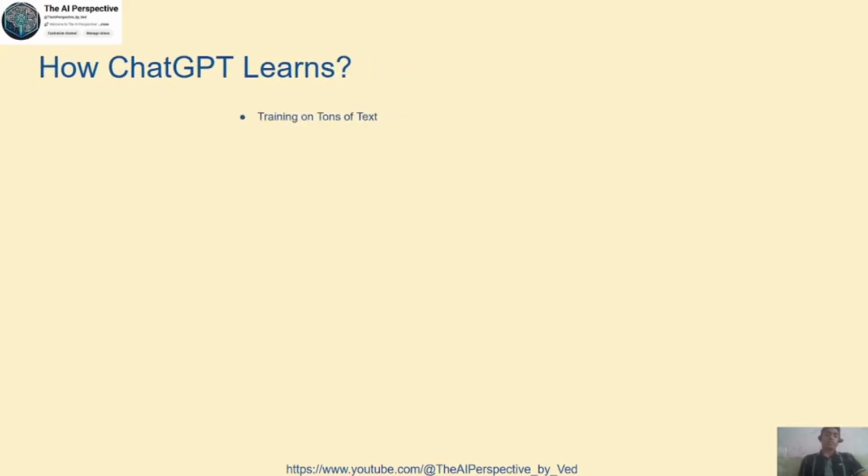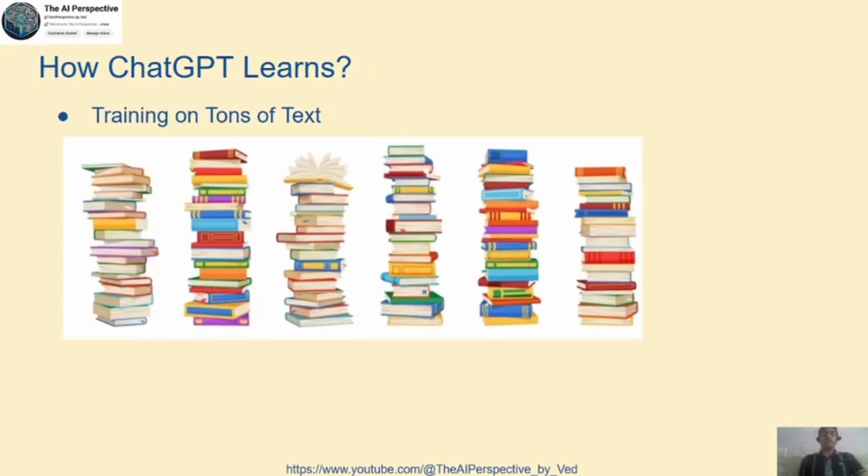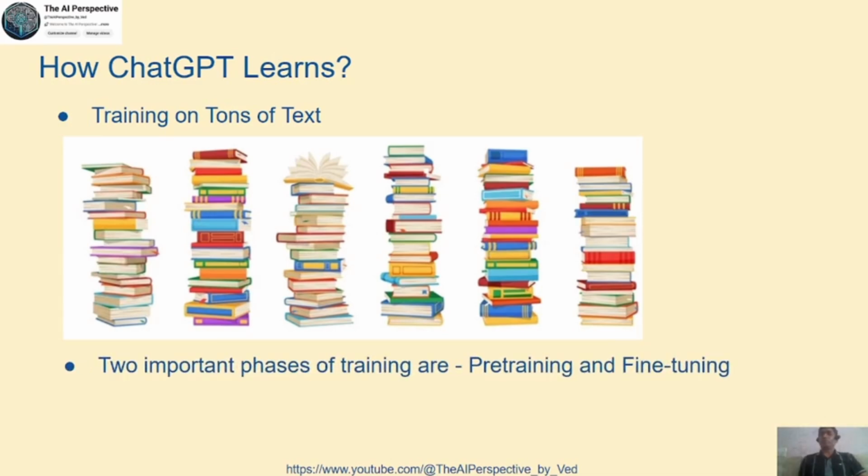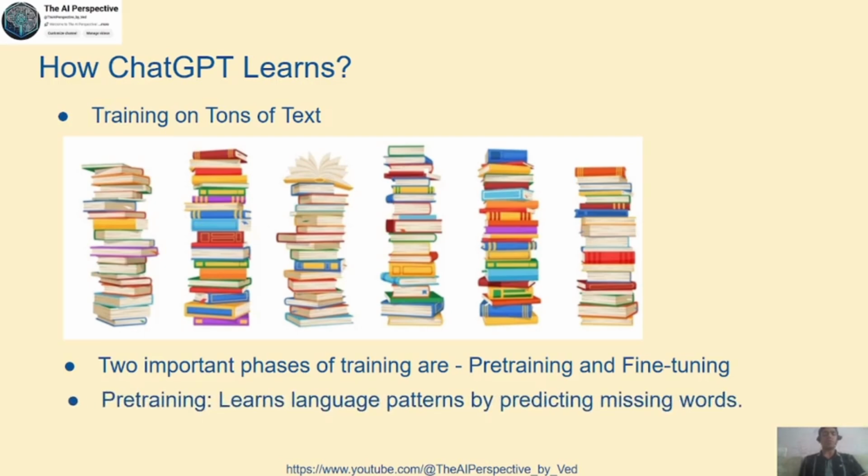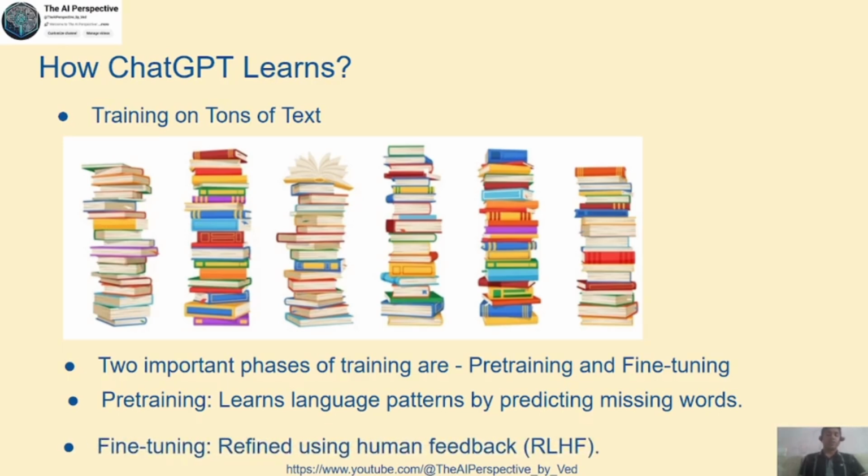How does ChatGPT learn? ChatGPT is trained on tons of text, from Wikipedia to lots of text available on the internet, lots of open articles available on different news sites, lots of openly available research papers, and many codes like Stack Overflow and all. Two important phases of training are pre-training and fine-tuning. In pre-training, the model learns language patterns by predicting missing words. And during fine-tuning, the model gets refined using human feedback.